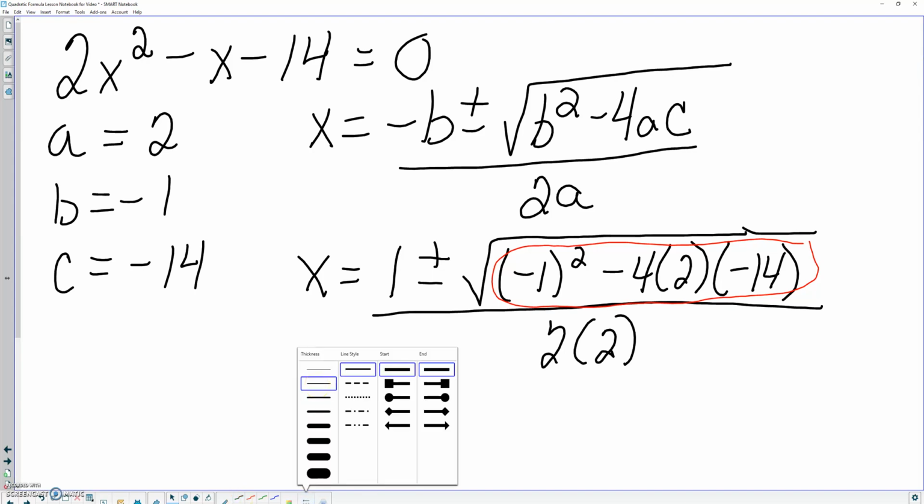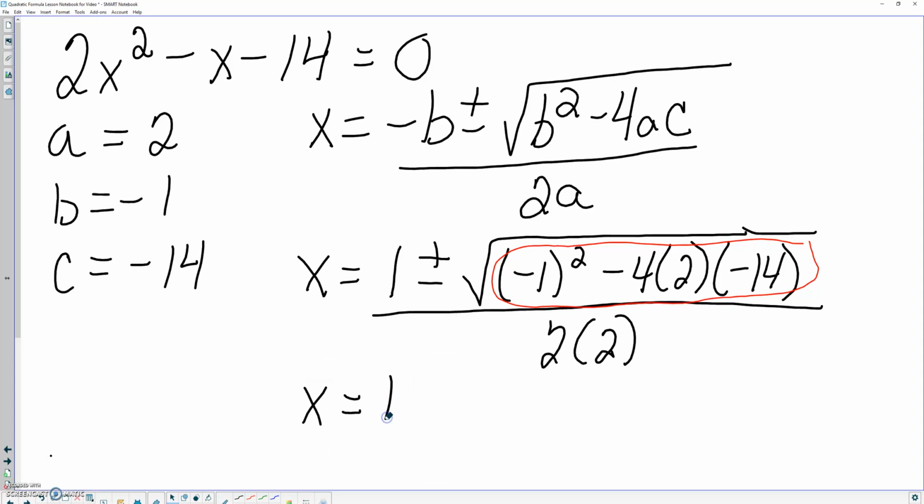Okay, so if we come back here, we get x equals 1 plus or minus radical 113 divided by 2 times 2 in the denominator, which equals 4. All right, and 113 is a radical that we can't simplify any further, so we would stop here. Okay, so again, those are your two solutions.